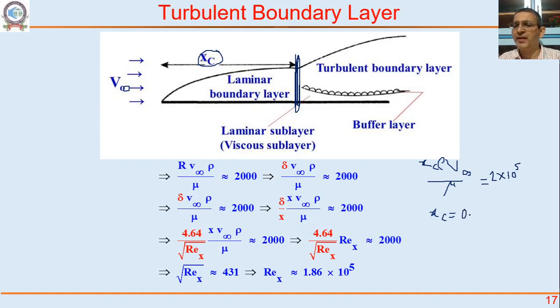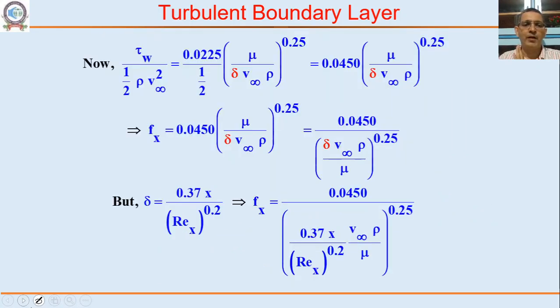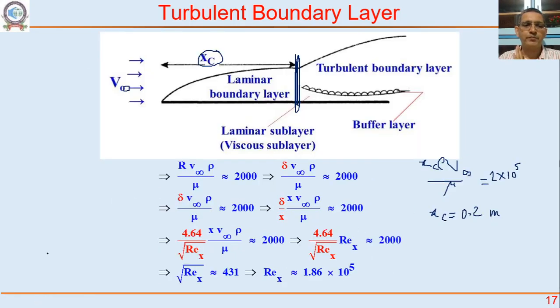So for a plate more than 20 centimeters, 0.2 meters, there will be a laminar boundary layer before the 20 centimeters, and there will be a turbulent boundary layer after 20 centimeters. That's the meaning of this critical Reynolds number.